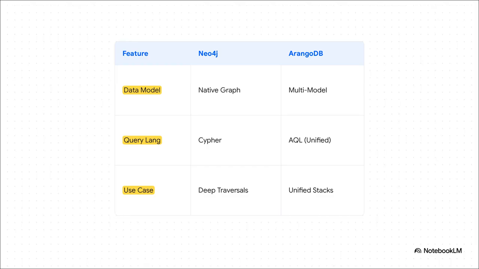And there's another real-world complication: choosing the right database to even build your knowledge graph on. You could go with a native graph database like Neo4j, which is phenomenal for really complex, deep relationship queries. Or you could opt for a multi-model database like ArangoDB, which lets you handle different kinds of data in one place and maybe simplify your overall setup. It's a fundamental trade-off between specialized power and operational simplicity.